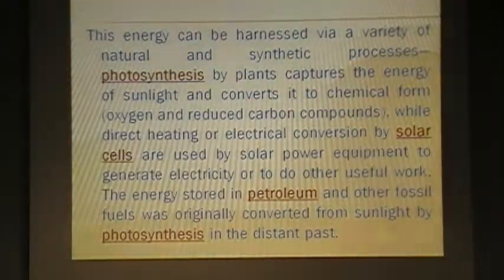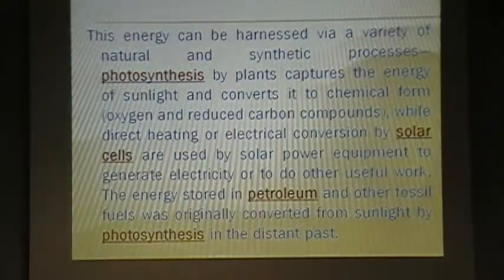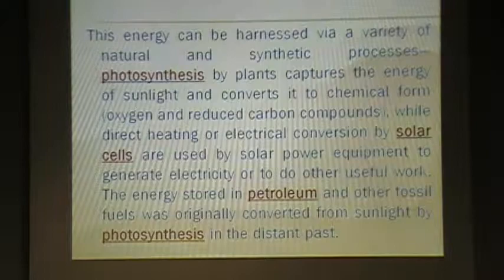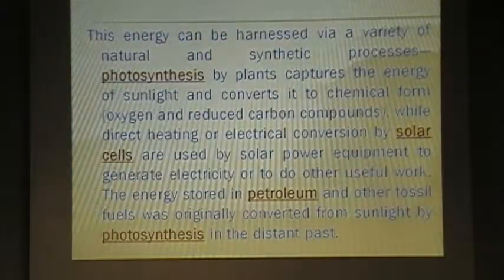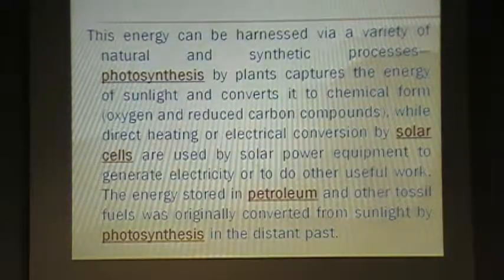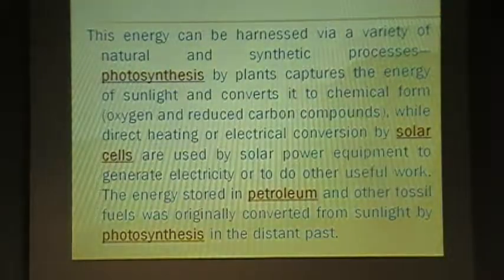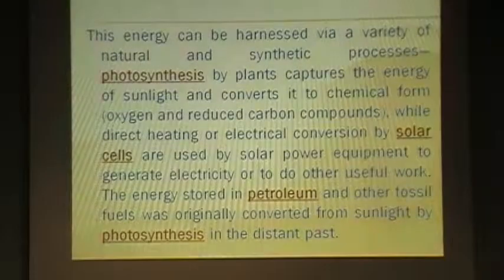While direct heating or electrical conversion by solar cells, this is the synthetic now, by solar power equipment, is used to generate electricity or to do other useful work. The energy stored in petroleum and other fossil fuels was originally converted from sunlight by photosynthesis in the distant past. So you see how important the sun is to us.